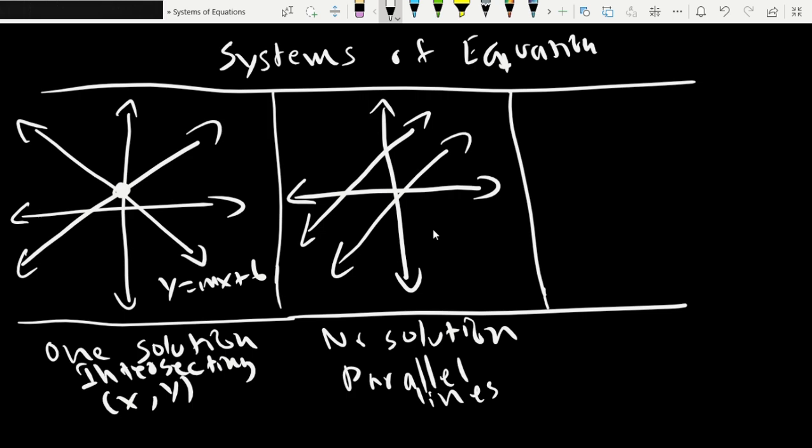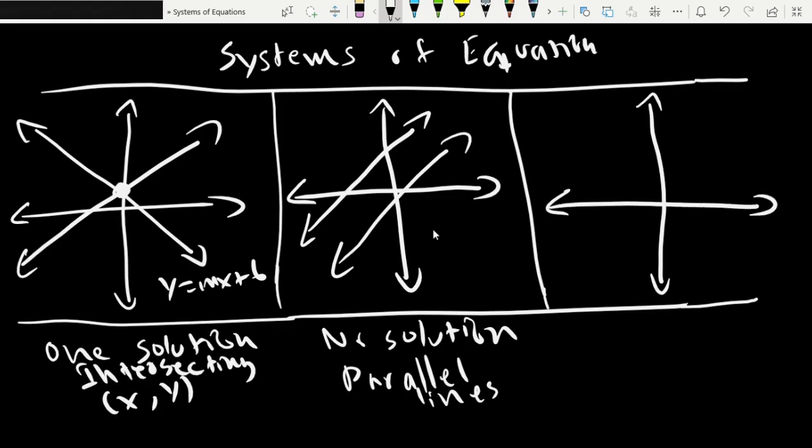Now, what is the third scenario that you could have? Well, you could have another graph where it's actually like this. You have the same y equals mx, so the line is just going to be over the line.